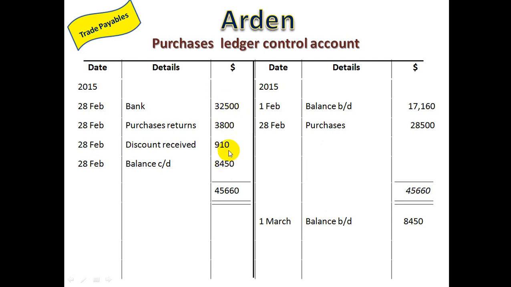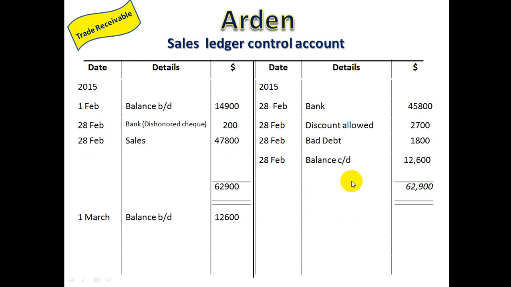We'll add all these amounts and we will subtract the opening balance. The figure which is missing here is the purchases amount. So we can determine the figure by adding all the debits and subtracting the opening balance from it. This is how the purchases figure for Ardent will be determined. Let's move to the next part of the question.